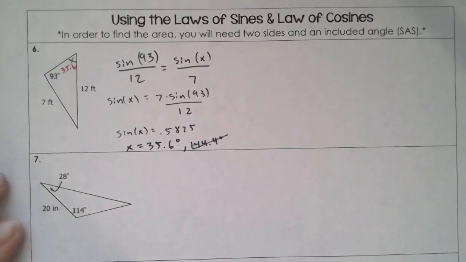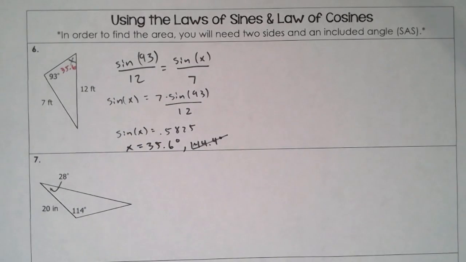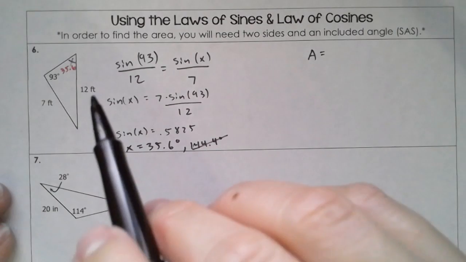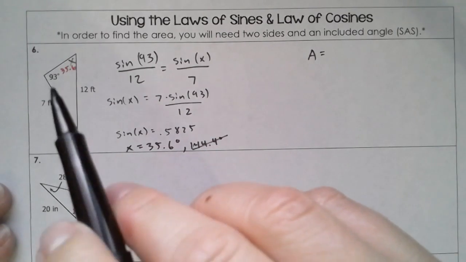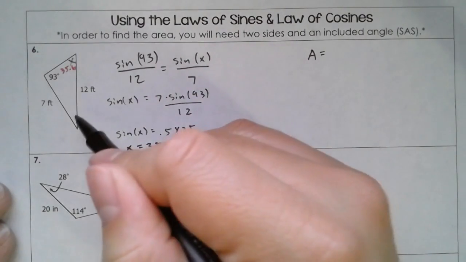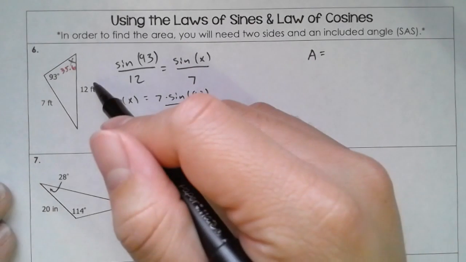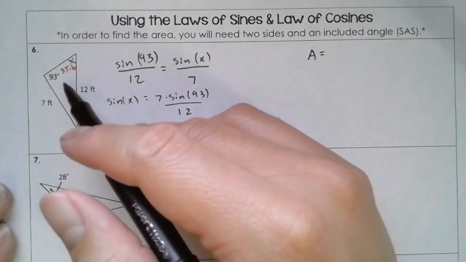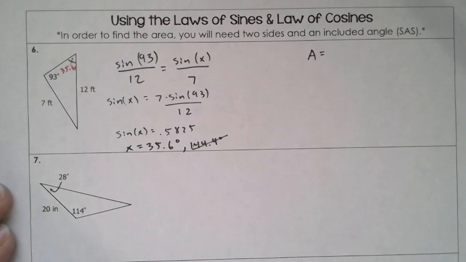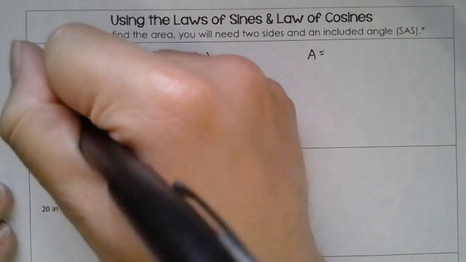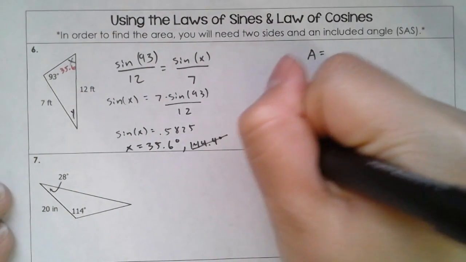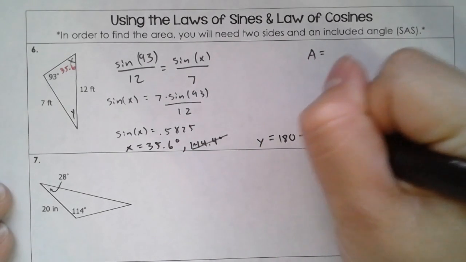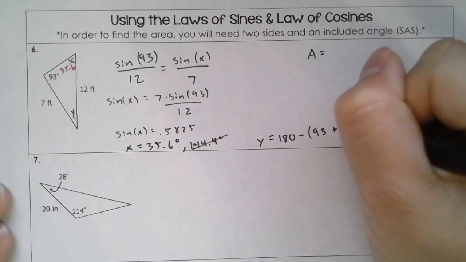Let me pause here. Okay, because to find the area, if you remember the formula for the area, you want to use that angle that is not opposite to one of the sides you're using. So I need to use this angle here, because I have these two sides here. So I can do 180 minus 93 minus 35.6 to find, let's label it, angle Y.